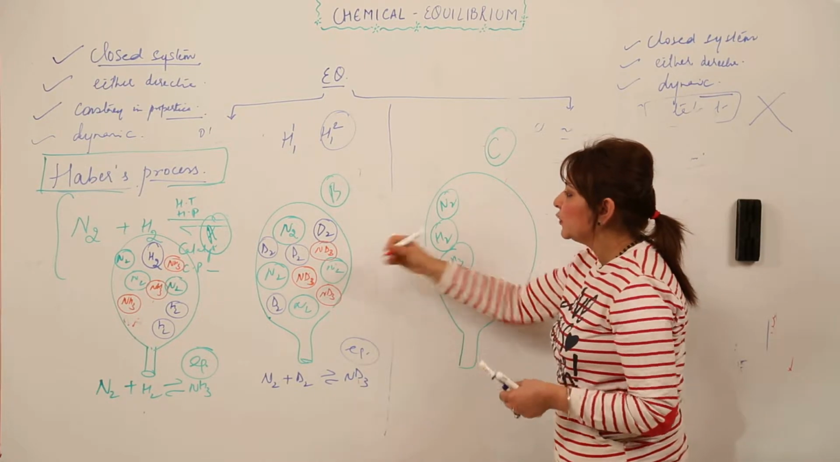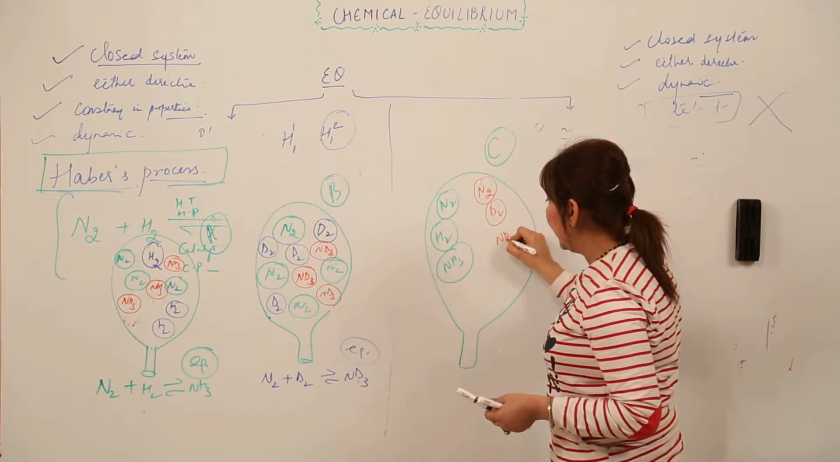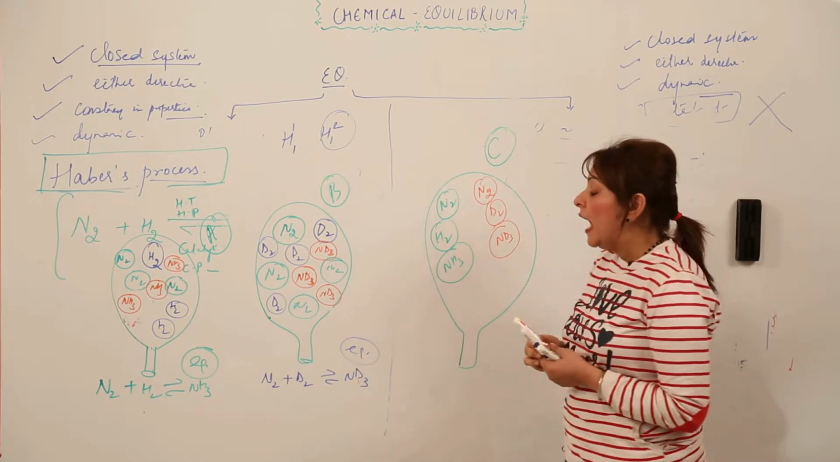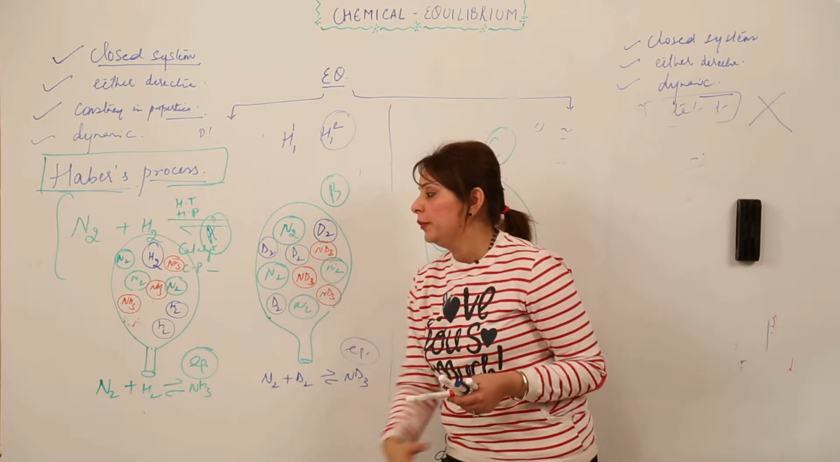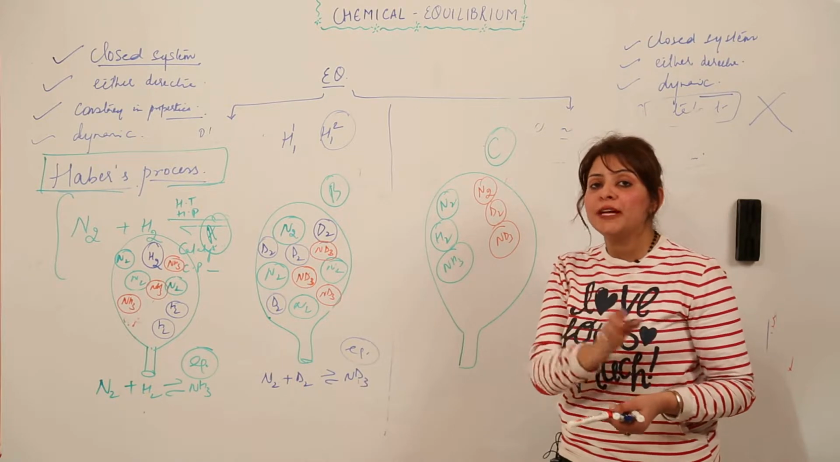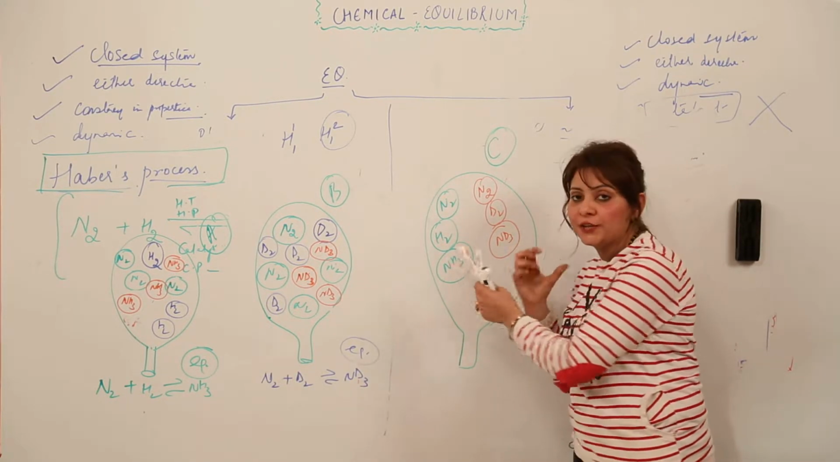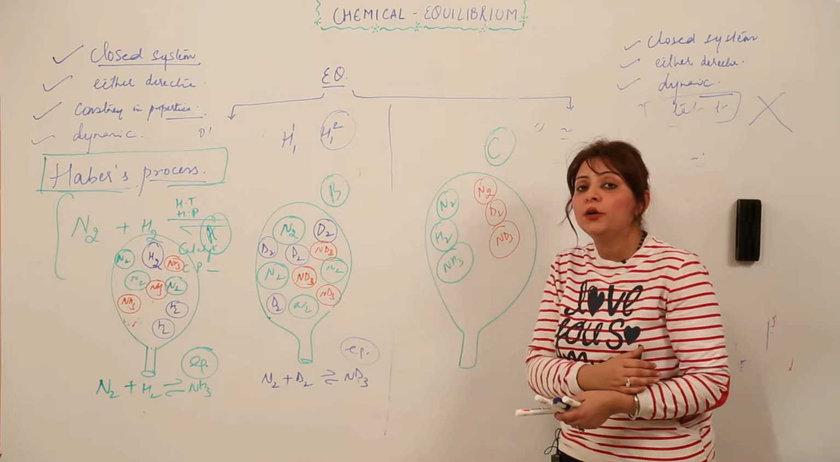And the contents of the second balloon, N2, D2 and ND3. So that means, as I told you, this reaction is in equilibrium and this reaction is in equilibrium. That means if the reaction stops at equilibrium, we will not get to see any kind of change in it. But you know what, as a result we got?